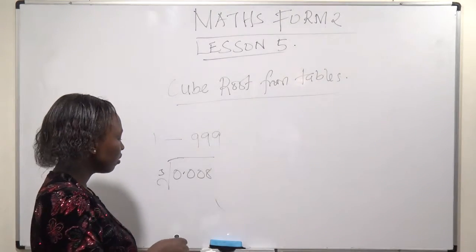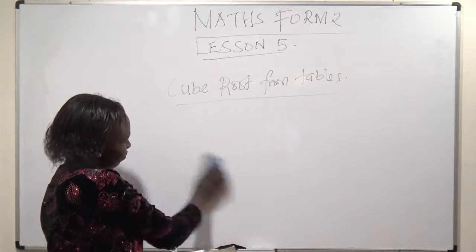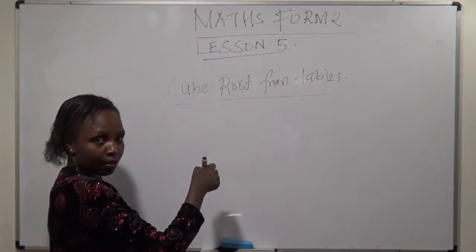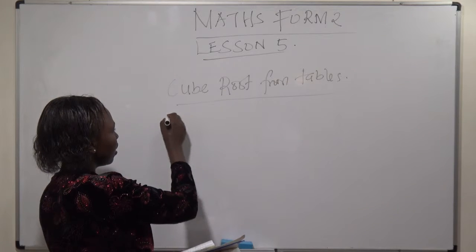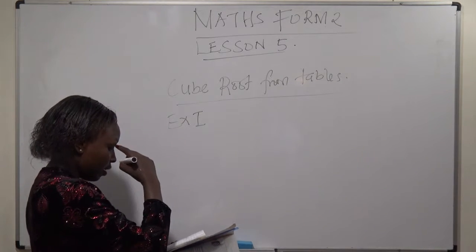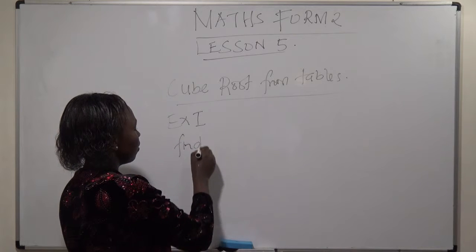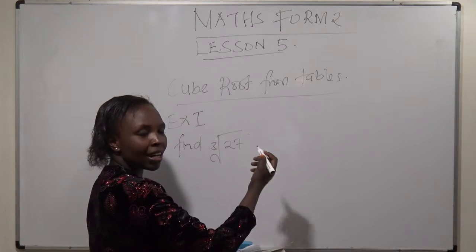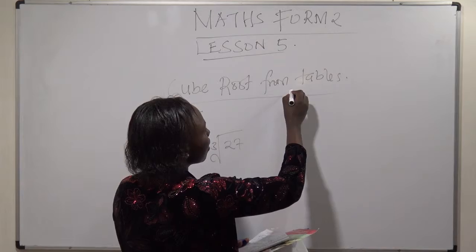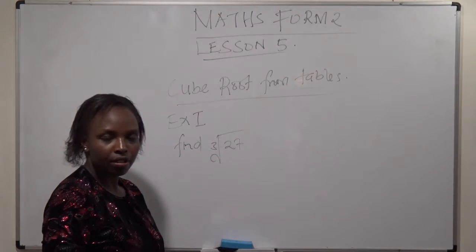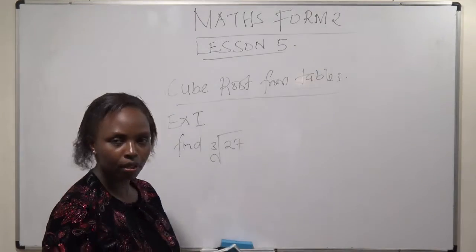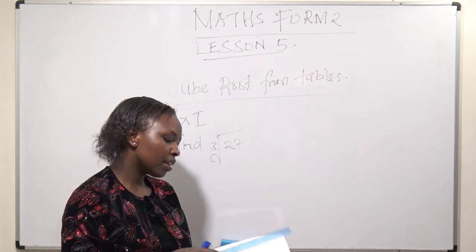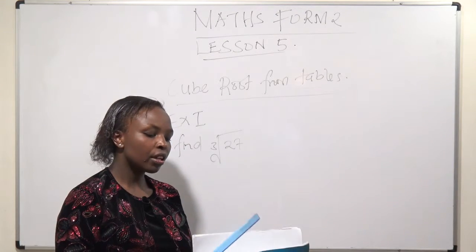We start with example 1, our very first example. We are using mathematical tables to find the cube root. So example 1: find the cube root of 27. Not forgetting that we are now not using the factor method. We are using the mathematical table. When you are looking for the cube root of numbers using the mathematical table, we do the reverse of what we did when we are looking for the cube of numbers.